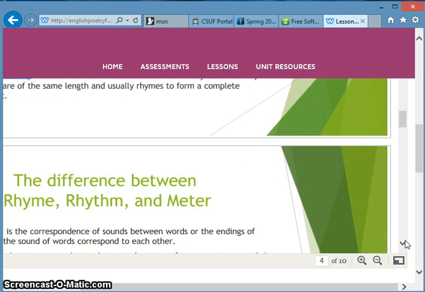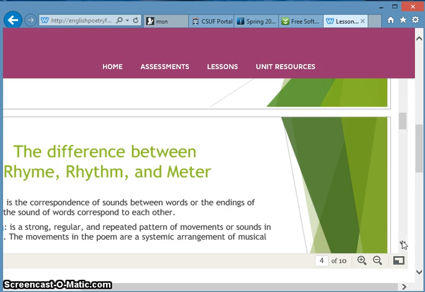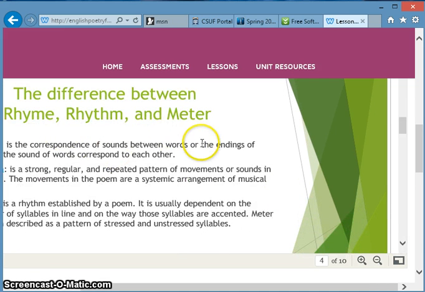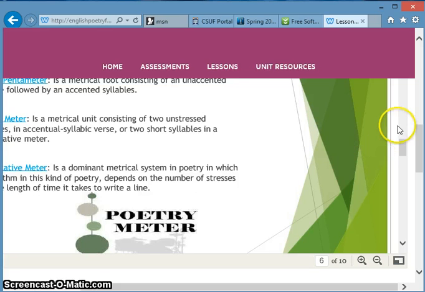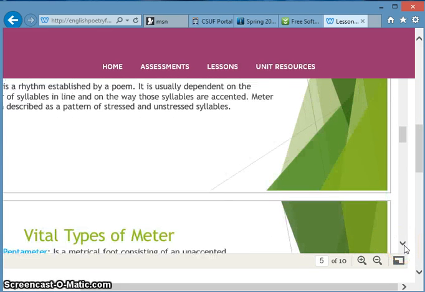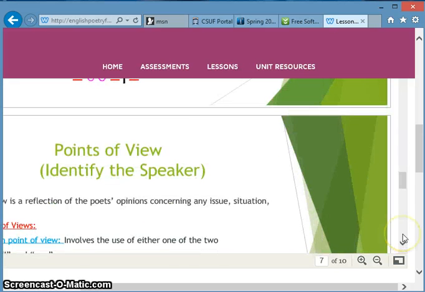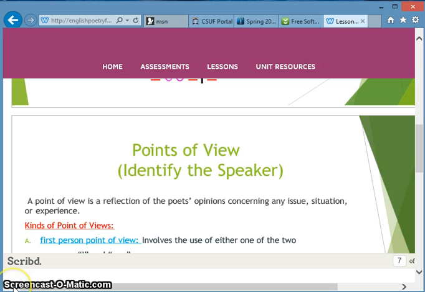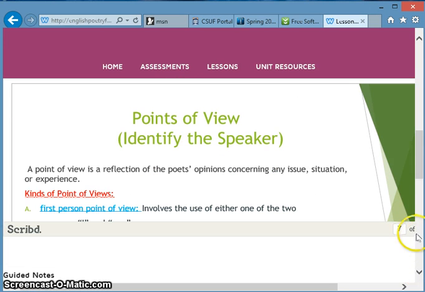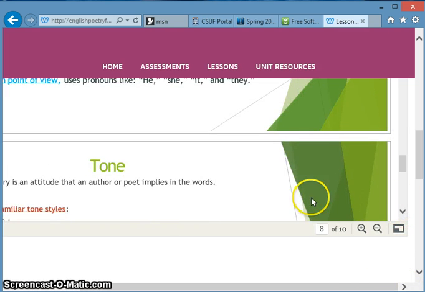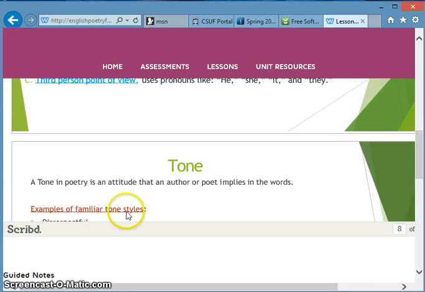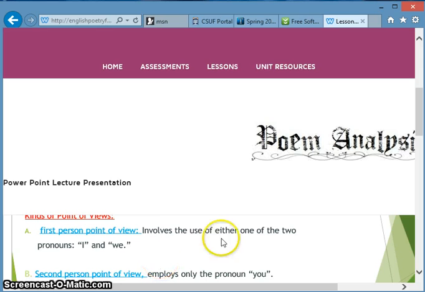to look at other components of poetry, such as the difference between rhyme, rhythm, and meter. Also, they can learn about the vital types of meter. They can also learn through these PowerPoint slides about the points of view and the way they can identify the speaker, in which there are first point of view, second point of view, and third point of view, which is here.